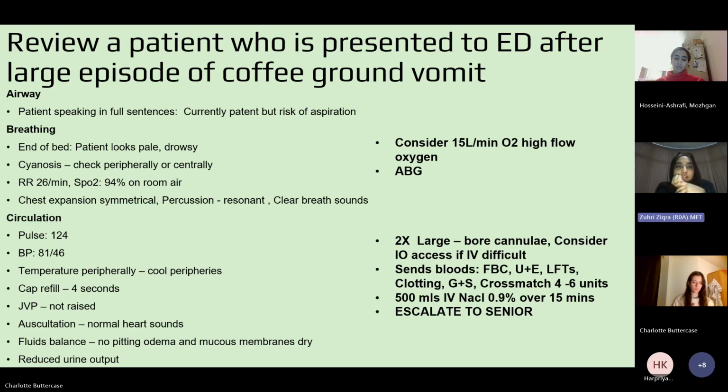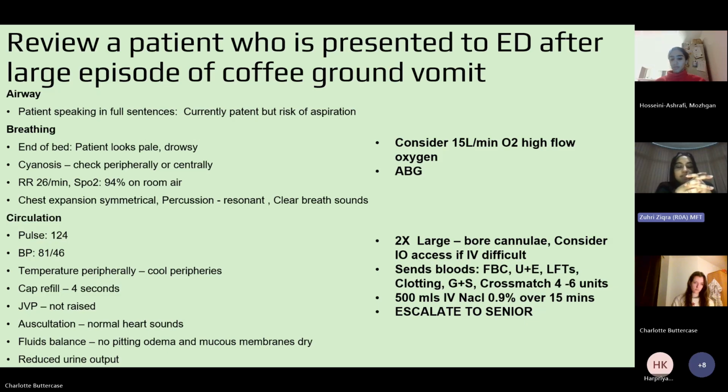So into breathing. We'll just load up everything. I think people know how to take a B, but, oh, not circulation, sorry. It's fine. So end of bed wise, they're looking quite pale, drowsy. You have checked peripherally for cyanosis. The nurse has told you the respiratory rate is 26. Their oxygen sats are 94%. On chest expansion, symmetrical, percussion's resonant, clear breath sounds.